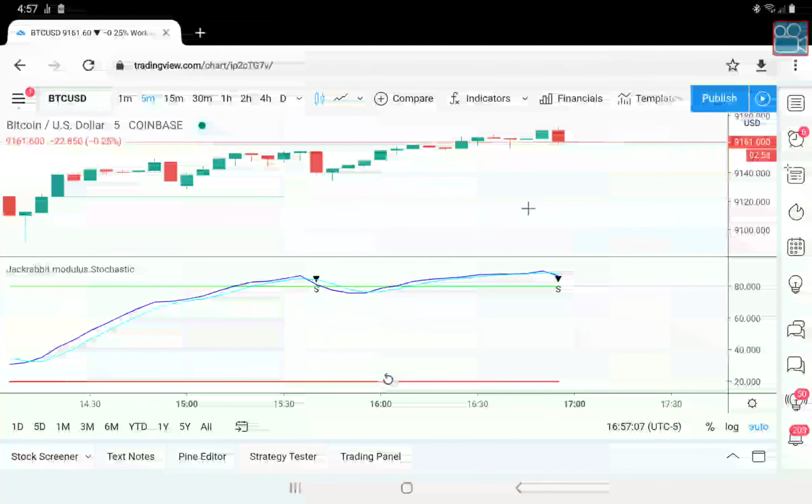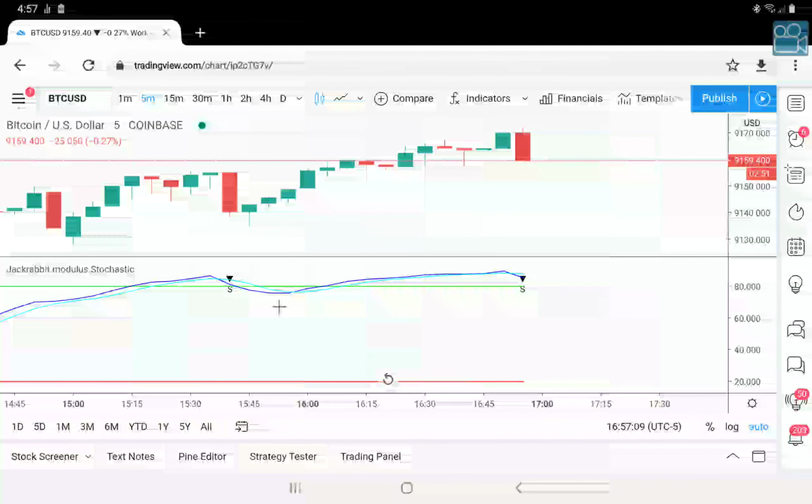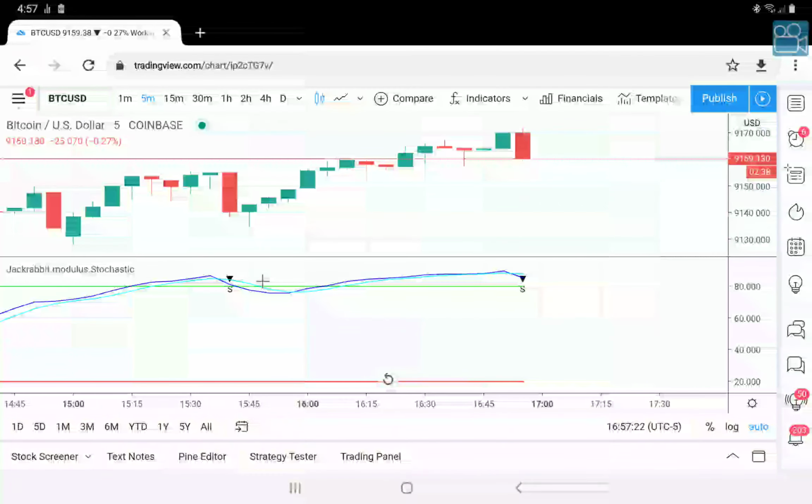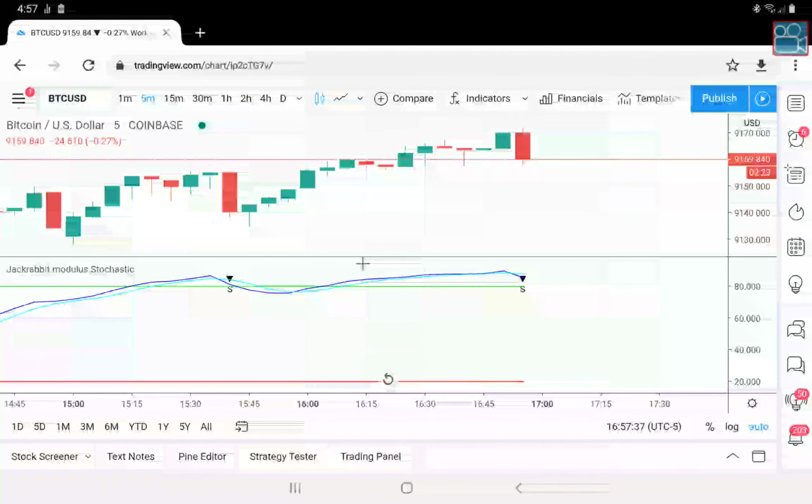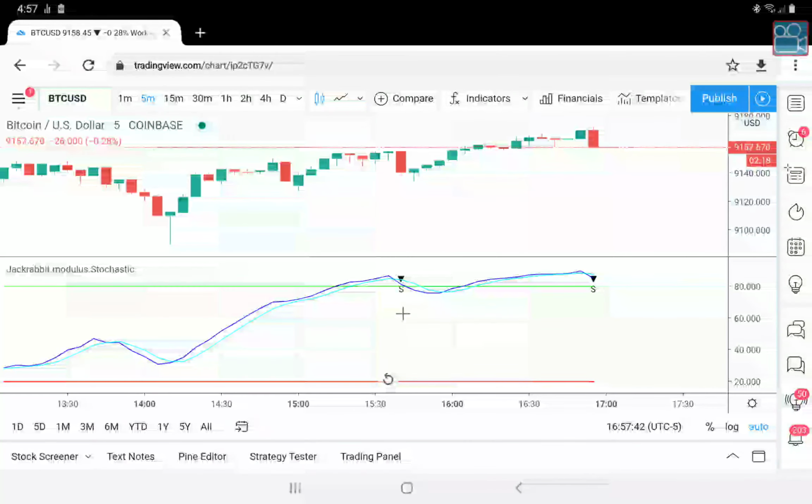Stochastic has two lines. The blue line is the fast line, or K line. The cyan teal line is the slow line, or the D line. This has the oversold range, overbought range. I always get those backwards. This is the overbought range. Underneath the red line is the oversold range.